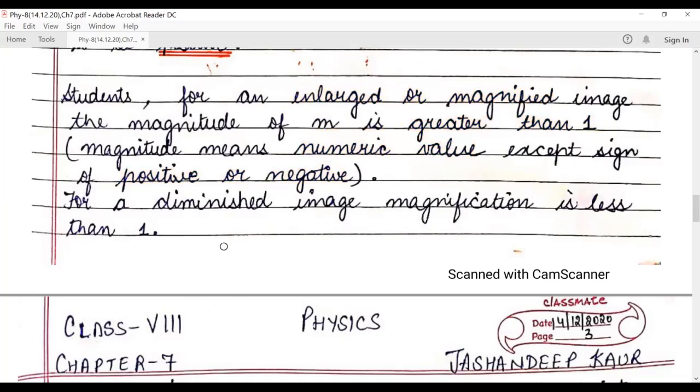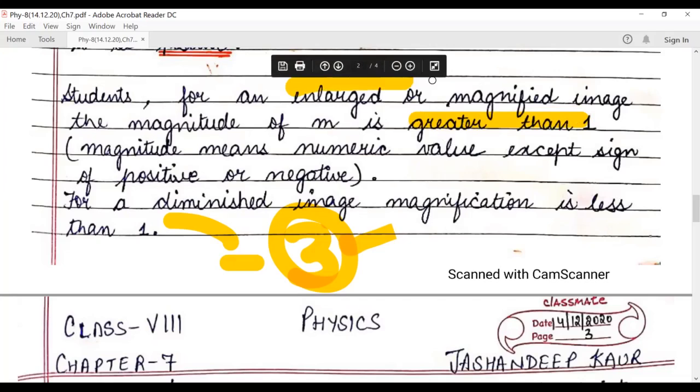Suppose I say that magnification is -3. What do we mean by magnitude here? Only 3. Don't take the sign of minus. Minus means the image is real. 3 is greater than 1. So minus means the image is real and it is enlarged or magnified. While if it was +3, plus means virtual image, but again enlarged or magnified. Magnitude means only the number.